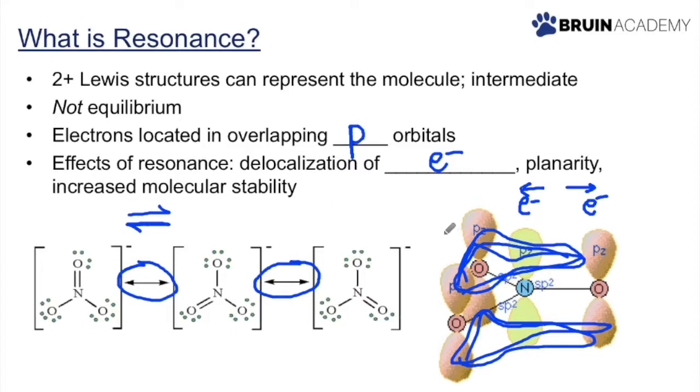And resonance also leads to planarity, which means that these atoms are all in the same plane. Part of this is due to how these electrons are really delocalized, allowing for a very flat molecule to form. So resonance basically leads to planarity, molecular stability, and it has a lot to do with the electrons roaming and kind of shifting around in the molecule.